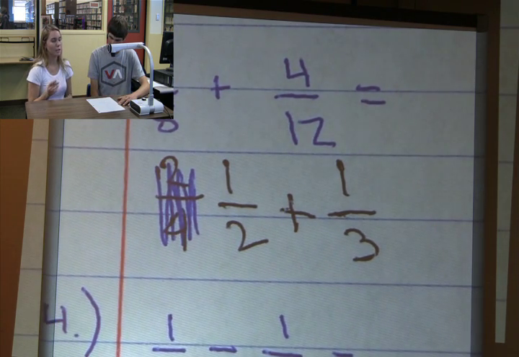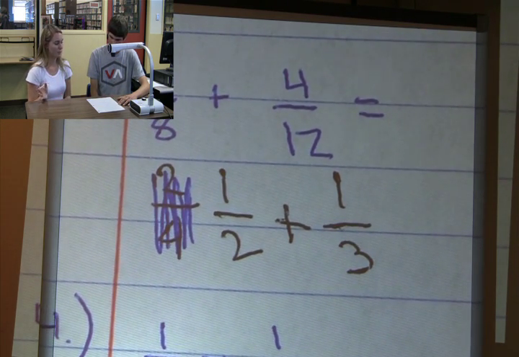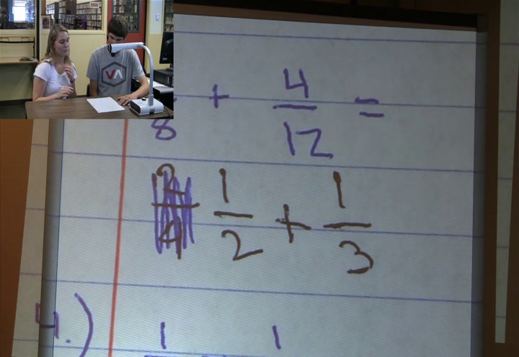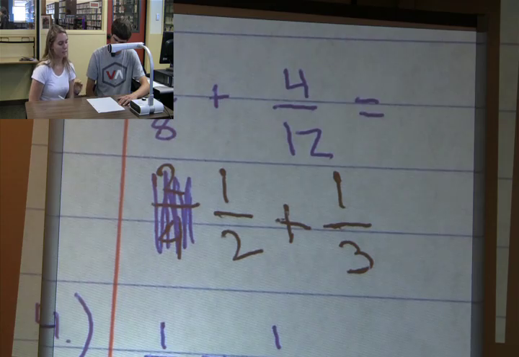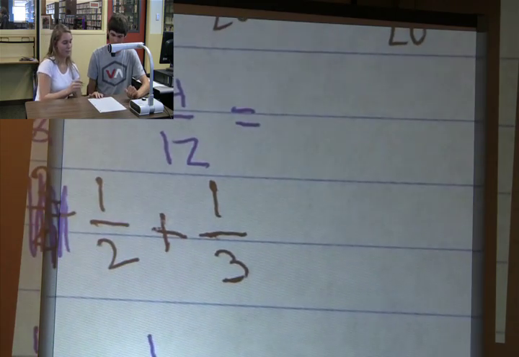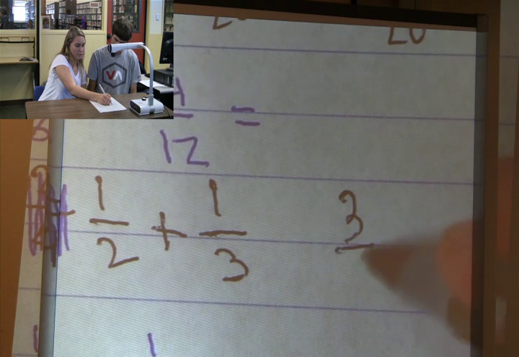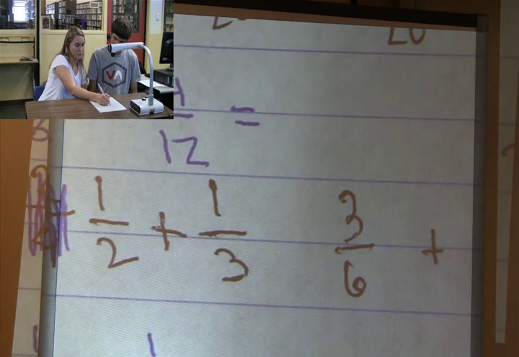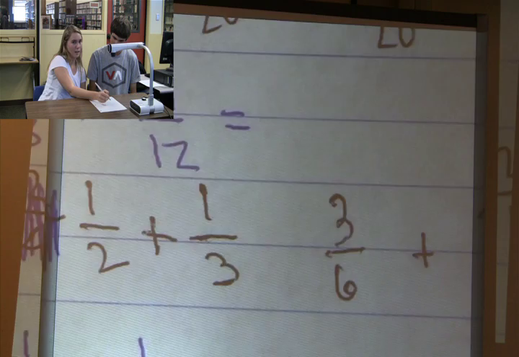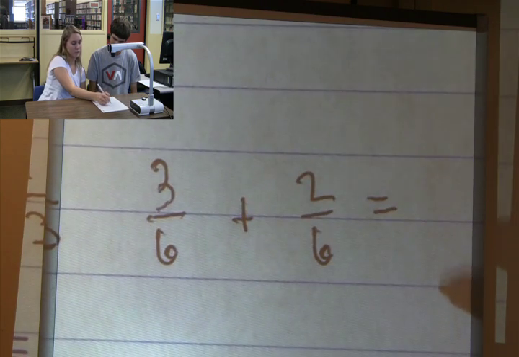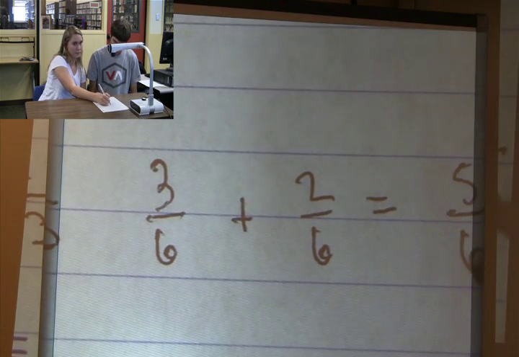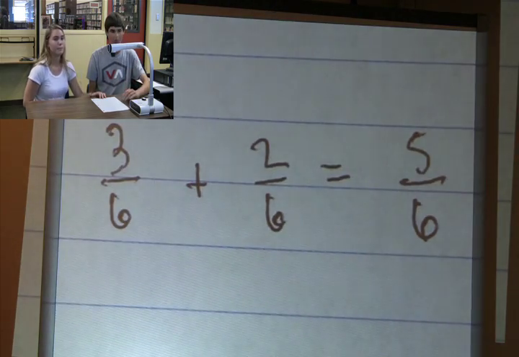Okay, so 2 times 3 is 6, and 3 times 2 is 6? So our least common multiple could be 6. Okay, that makes sense. So I do 3 over 6 plus 2 over 6, and that equals 5 over 6. Yep. Okay, so now we'll do a subtraction problem.